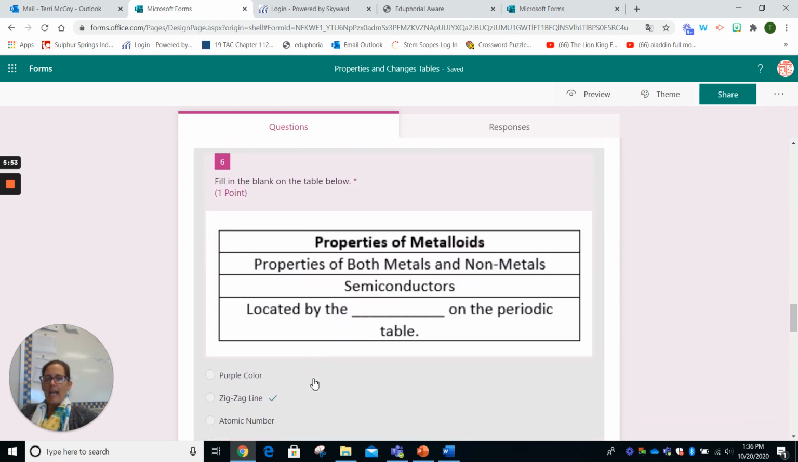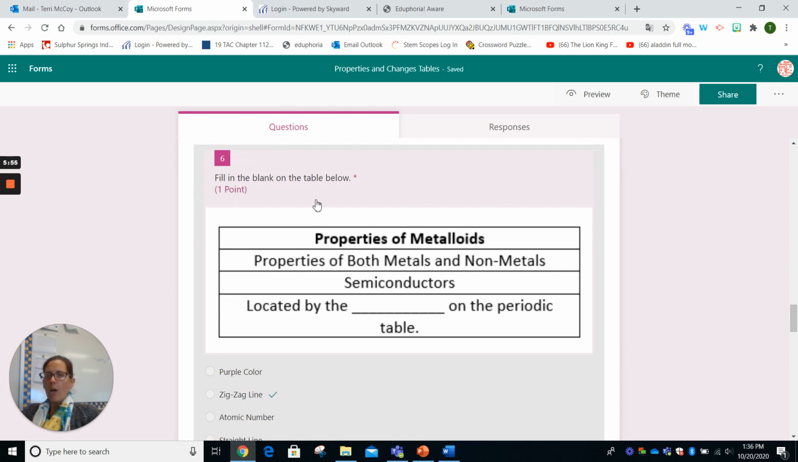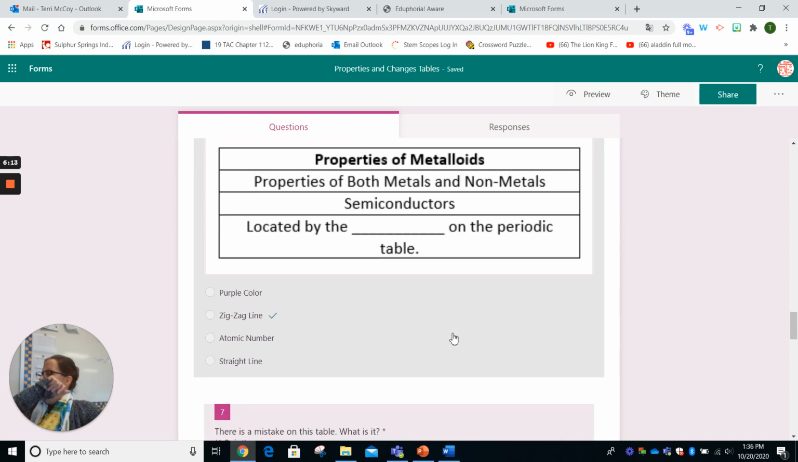The next one says fill in the blank on the table below. So, properties of metalloids. They have properties of both metals and nonmetals. That's exactly right. Metalloids are semiconductors. Perfect. And metalloids are located by the blank on the periodic table.